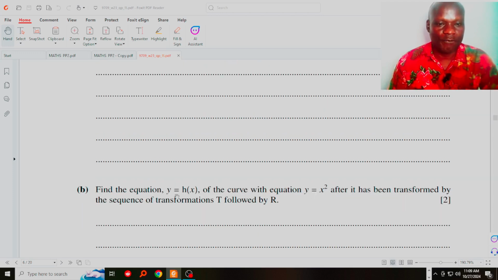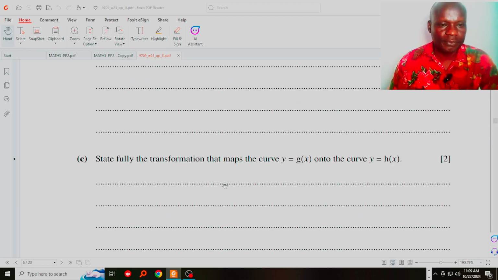Part B: find the equation y = h(x) of the curve with the equation y = x squared after it has been transformed by the sequence of transformations T followed by R. That is 2 marks. Then state fully the transformation that maps the curve y = g(x) onto the curve y = h(x).